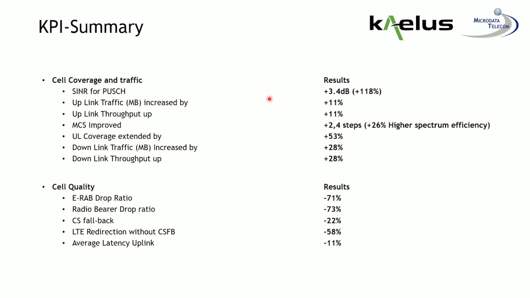Uplink traffic was increased by 11% and uplink throughput by 11%. Normally when you see 11% more traffic, you see around 11% slower speed. Here we increase both speed and data volume. Uplink MCS, that's modulation coding scheme in uplink, did go up 2.4 steps. 2.4 steps in MCS is roughly 26% higher spectrum efficiency.